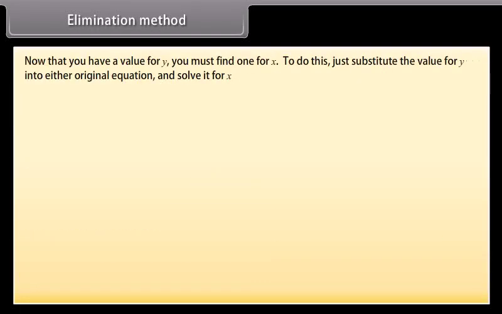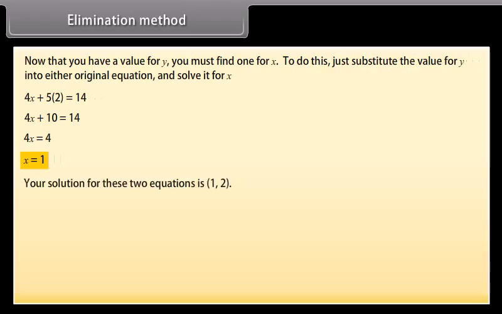Now that you have a value for y, you must find one for x. To do this, just substitute the value for y into either original equation and solve it for x. 4x plus 5 into 2 is equal to 14. 4x plus 10 is equal to 14. 4x is equal to 4. x is equal to 1. Your solution of these two equations is (1, 2).